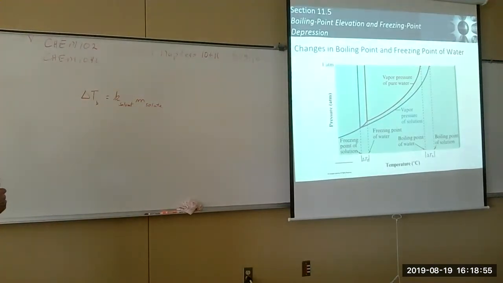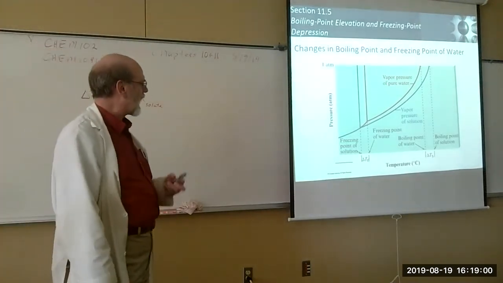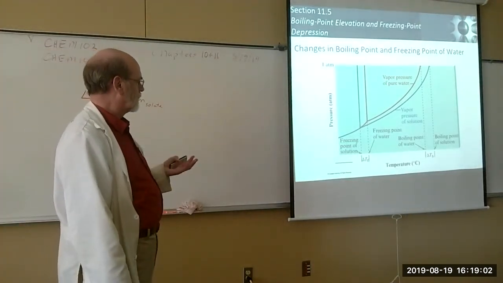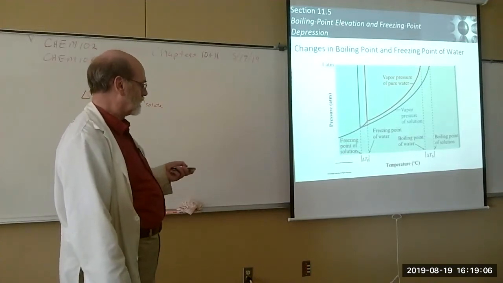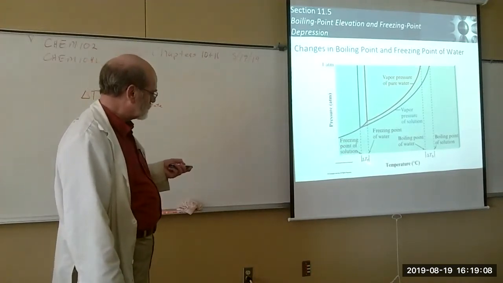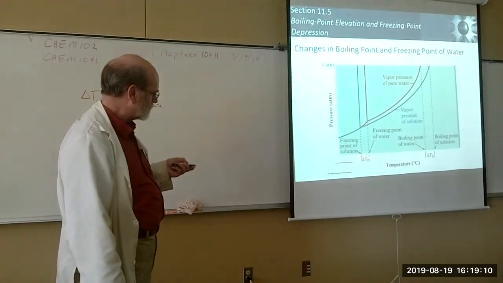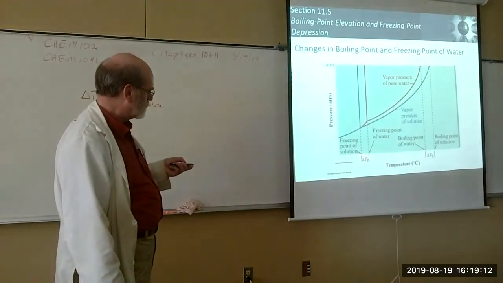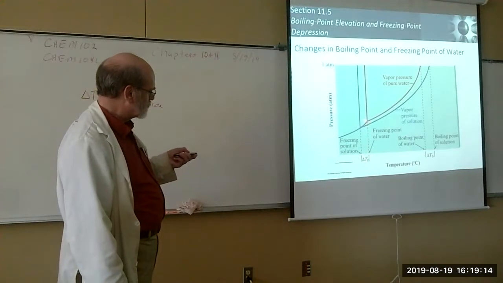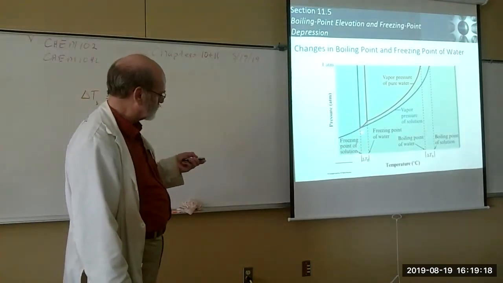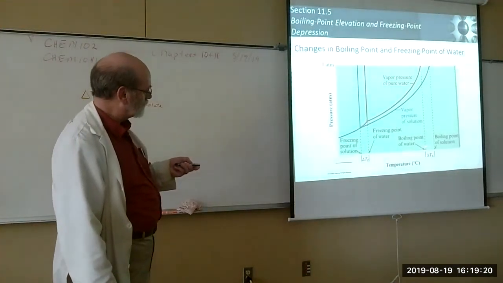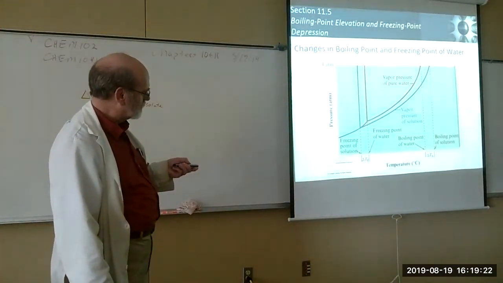Boiling point, freezing point of water. So if we're going to change the vapor pressure and freezing point, and boiling point for that matter, what we see is a shift. This change in freezing point at a given pressure shifts that whole curve this way because we've got to decrease the temperature. But the boiling point has to shift up.